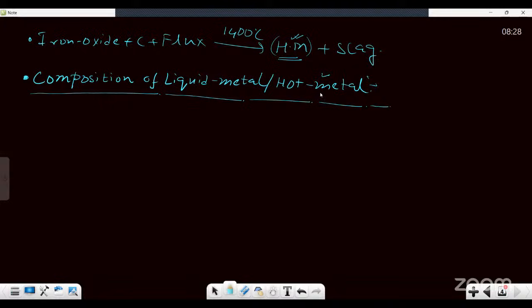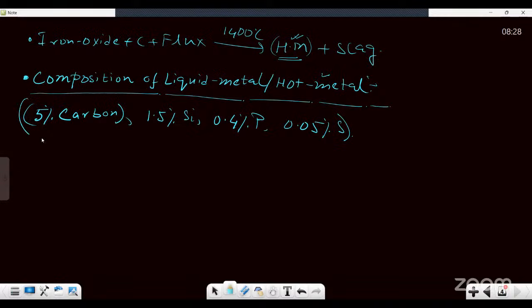Now, let us see. If I'm talking about the composition, it is about 5% carbon, 1.5% silicon, so silicon is going to be quite high, 0.4% phosphorus, and 0.05% sulfur. So this is typically the composition: 5% carbon, 1.5% silicon, 0.4% phosphorus, and 0.05% sulfur.